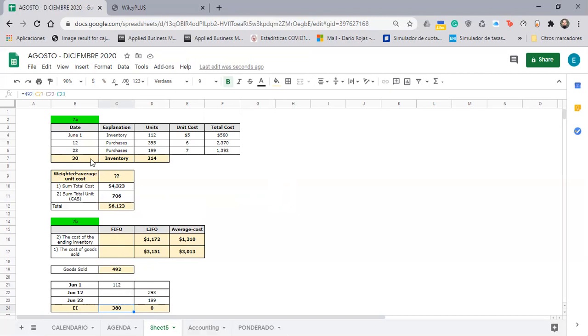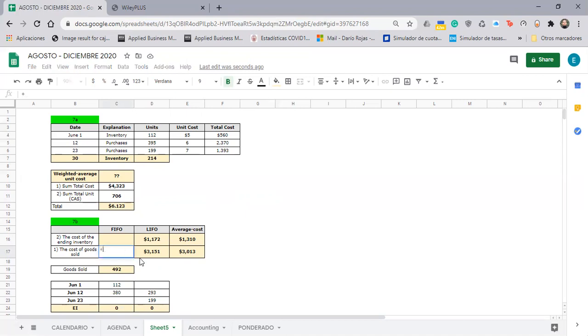We can see that on June 12th, the company purchased 395 units. That is enough to cover all of the goods sold that we are matching. So we'll put 308, and that helps us to make a balance and to match the ending inventory. The next is the same that we made with the LIFO. We need to multiply the according units with their according unit cost.